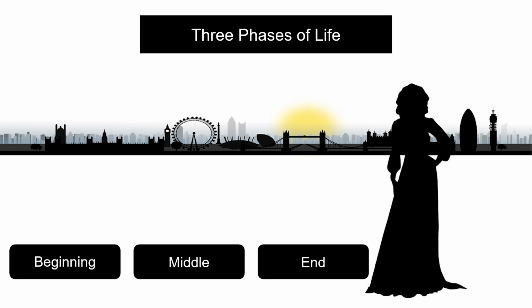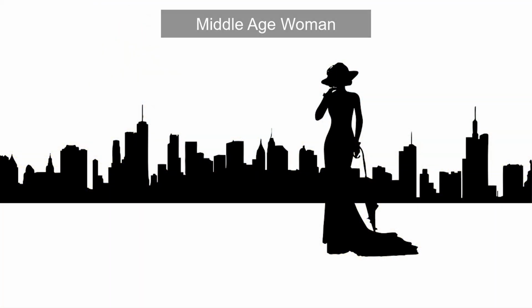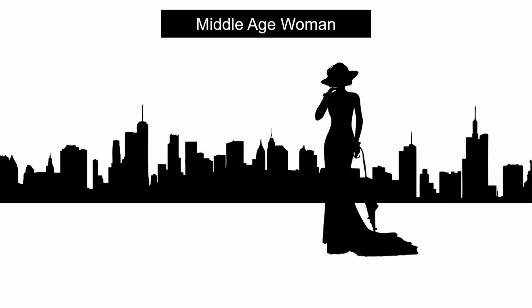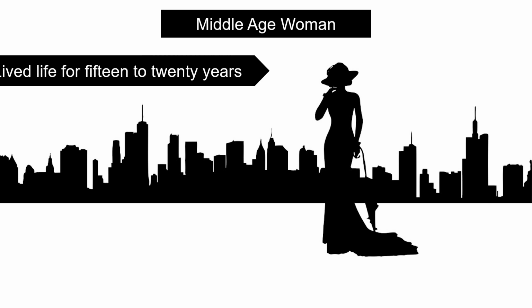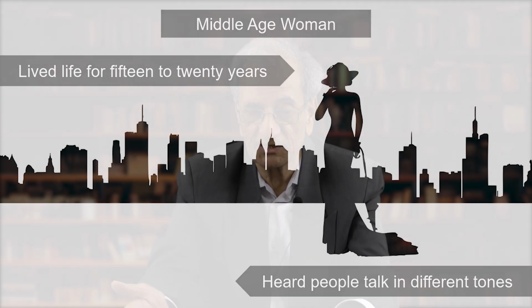And all three phases of her life come out clearly in your imagination as you read the novel. The first phase is as a young woman. As a young woman, fresh, who thinks very well, who is intelligent. And then as a middle-aged person, 35 years, 40 years plus, and by that time, she has lived a conscious life for 15, 20 years. She has heard people talk in so many different tones. She has gone through experiences, and then she has learned her lessons well. So you meet that woman again after 20, 30 years. And that is the middle-aged person.